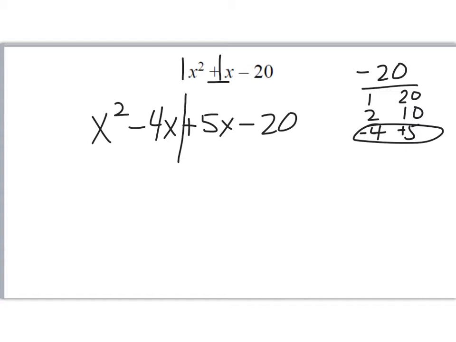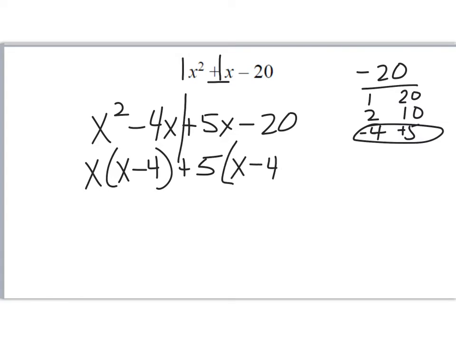I'm going to split it into two groups. I'm going to start with this first group and say, alrighty, x squared minus 4x, I can pull out an x, and that's it. I'll have x times x is x squared minus a 4. Then I'm going to bring that plus sign there. What's the greatest common factor of 5 and 20? Well, 5. Can't pull out an x because the 20 doesn't have one. So 5 times 1 is 5x, and then minus 4.